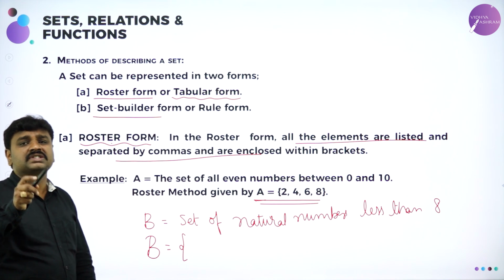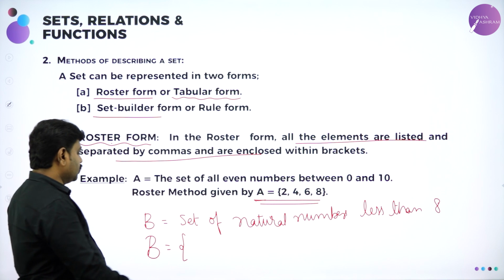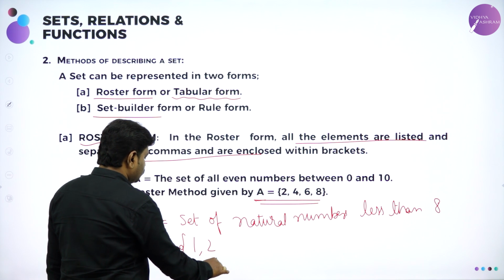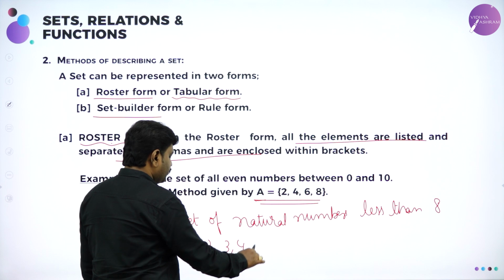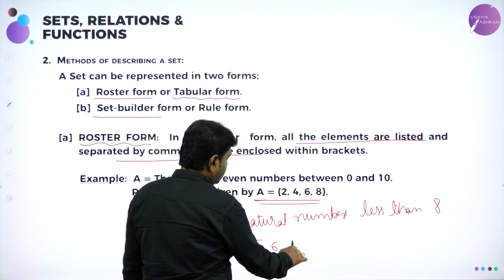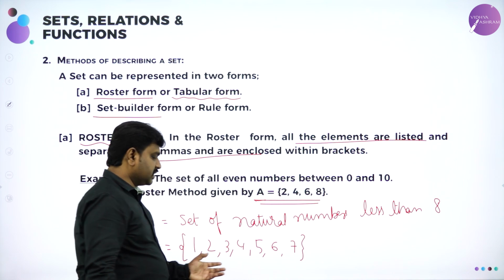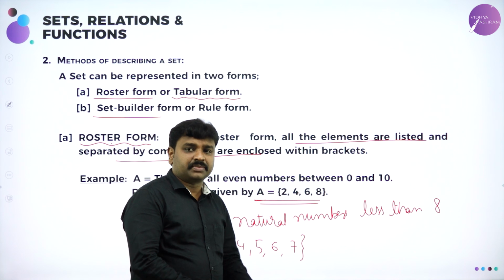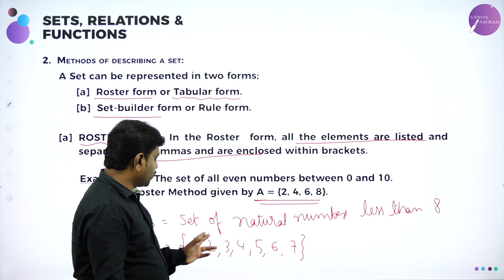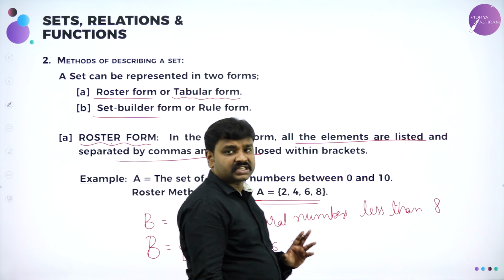Natural numbers means numbers starting from 1. So 1, 2, 3, 4, 5, 6, 7. These are the natural numbers less than 8. Just now I wrote set B. What is set B? 1, 2, 3, 4, 5, 6.